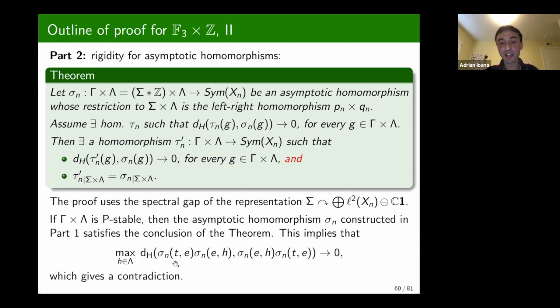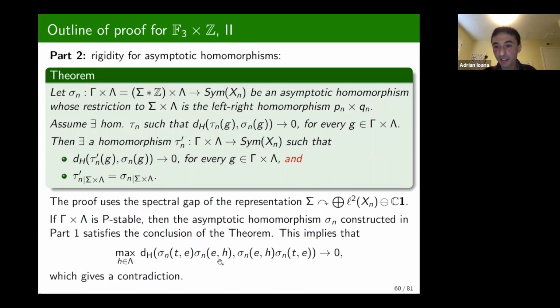It implies not only that sigma n of t, the generator of the integers, asymptotically commutes with any element of lambda, but it does so in a uniform fashion. So if you look at the distance between sigma n of t, sigma n of h, and the reverse, sigma n of h, sigma n of t, this goes to 0 uniformly over all elements of lambda. And why is that? Well, so how does this go?